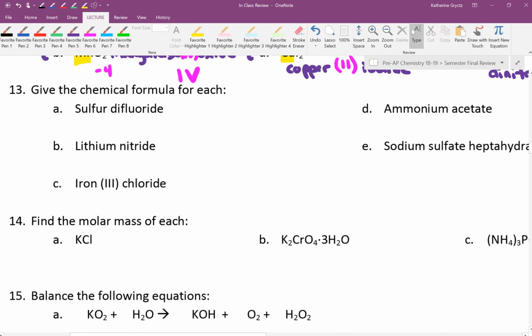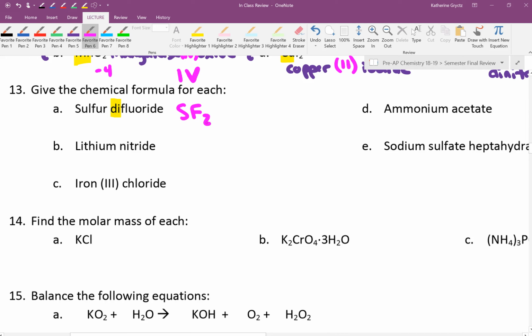The other way is, can you give the formula from the name? So you have to pay attention. If you're given prefixes, you don't have to pay attention to charges because it was covalent. If you're not given prefixes, you have to do charges because it's ionic. So on A, sulfur difluoride should be SF2, and that's it. We had 1 sulfur and 2 fluorines.